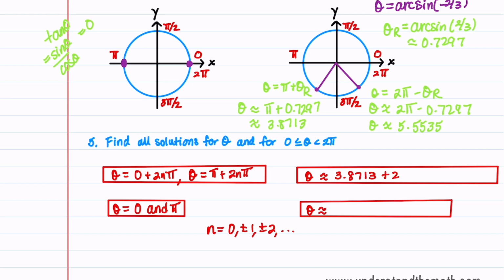Our solutions for theta are then 3.8713 plus 2n pi and 5.5535 plus 2n pi. Between 0 up to 2 pi, theta is equal to 3.8713 and 5.5535.